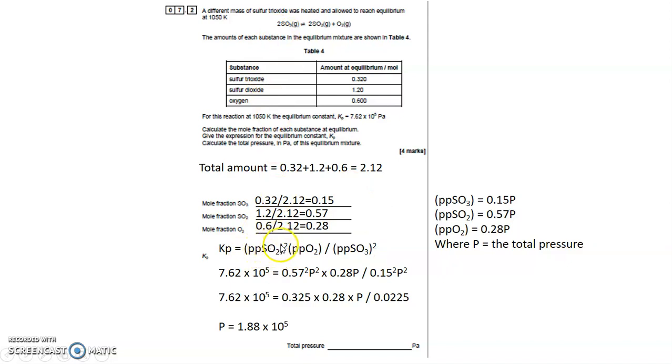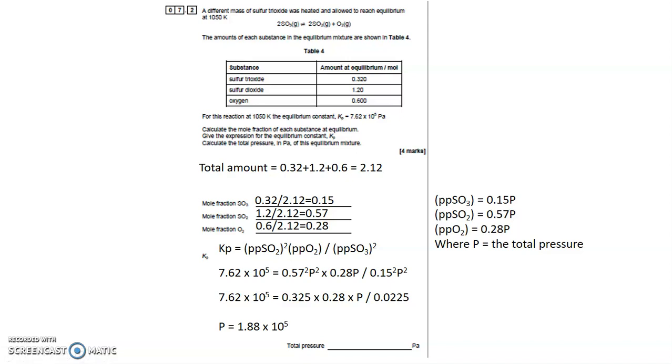Partial pressure of SO2 squared multiplied by the partial pressure of O2 to the power 1, because there's 1 in front of it, divided by the partial pressure of SO3 squared. How do I convert mole fractions into partial pressures? I take the mole fraction and multiply by the total pressure to work out the partial pressure. So if I had the total pressure, I'd multiply each of these by the total pressure, work out the partial pressure, plug them in, and work out Kp.